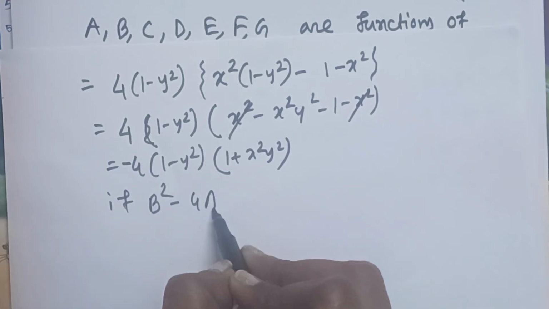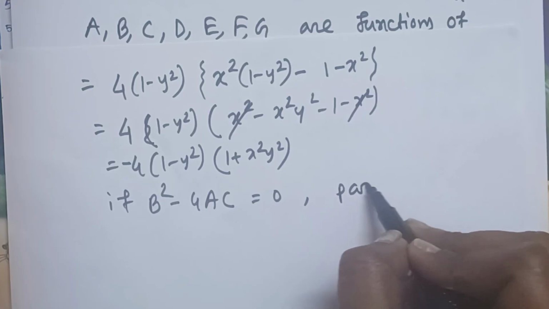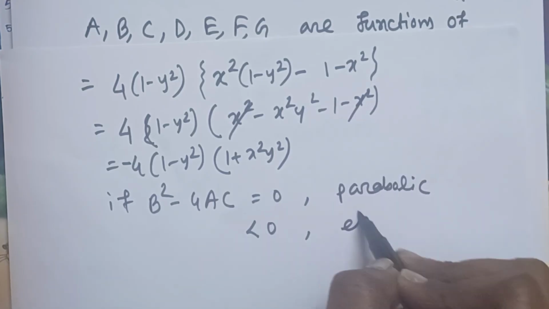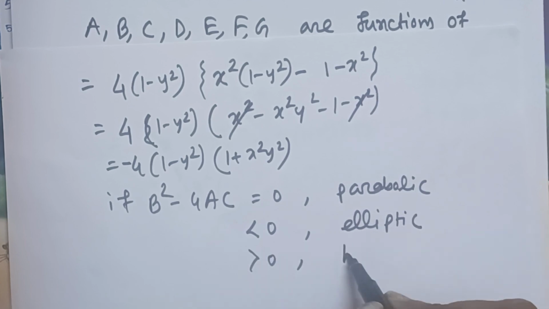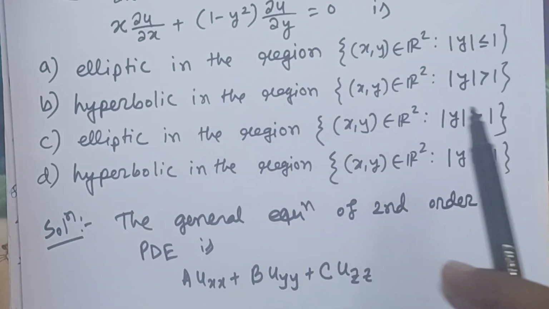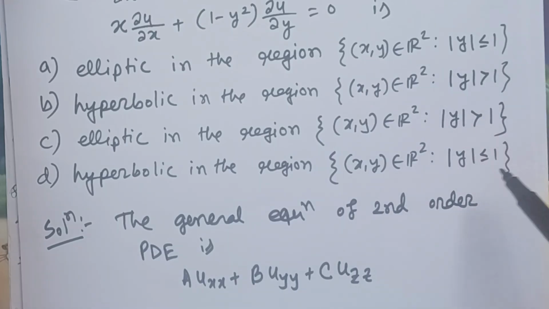Now if b square minus 4ac equals 0, then the region will be parabolic, if b square minus 4ac is less than 0 then the region is elliptic, as we already discussed, and greater than 0 implies the region is hyperbolic. We are given two regions in the question: the first is mod y less than or equal to 1 and the second is mod y greater than 1. We will find b square minus 4ac in these two regions.